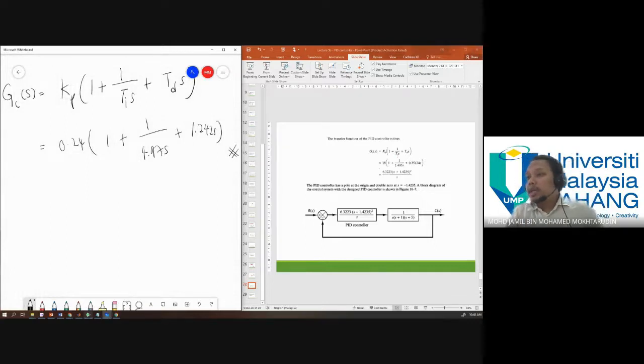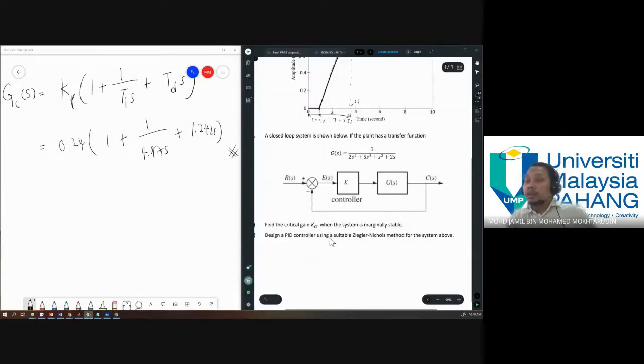Sometimes they will ask you to find the closed loop transfer function for the overall system, but most of the time the question will not give you G(s), the transfer function for the plant. Instead, the question may ask you to find the transfer function of the plant first.